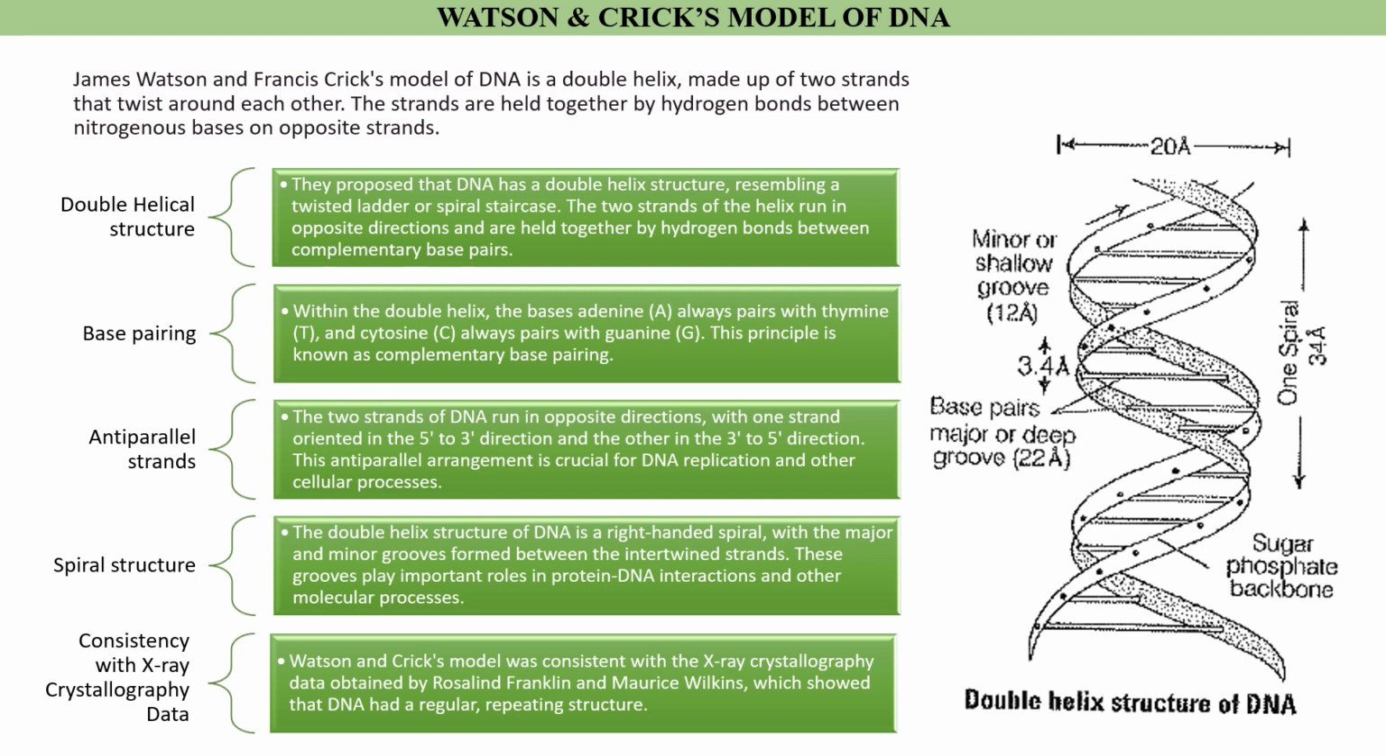And the DNA double helical structure is twisted in such a way that it forms a major groove and a minor groove. These grooves play a very important role in further molecular biology and protein-DNA interactions. And it has been observed that Watson and Crick's model was completely consistent with the X-ray crystallography given by Franklin and Wilkins, which showed that DNA had a regular repeating structure.